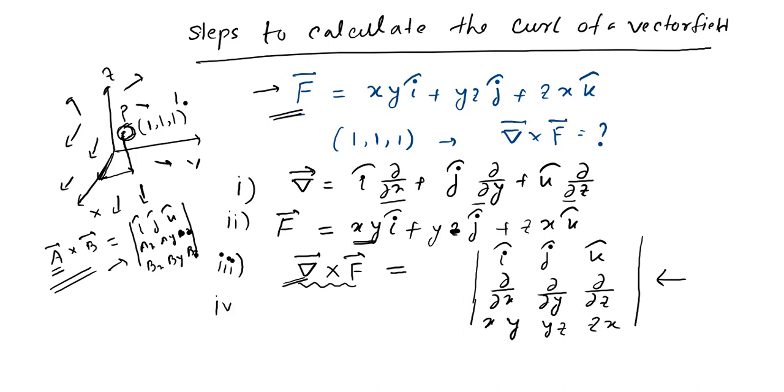Then at the fourth step, you have to find this curl of F at the given point (1, 1, 1). That means you have to insert x = 1, y = 1, and z = 1. So now let's calculate this determinant.